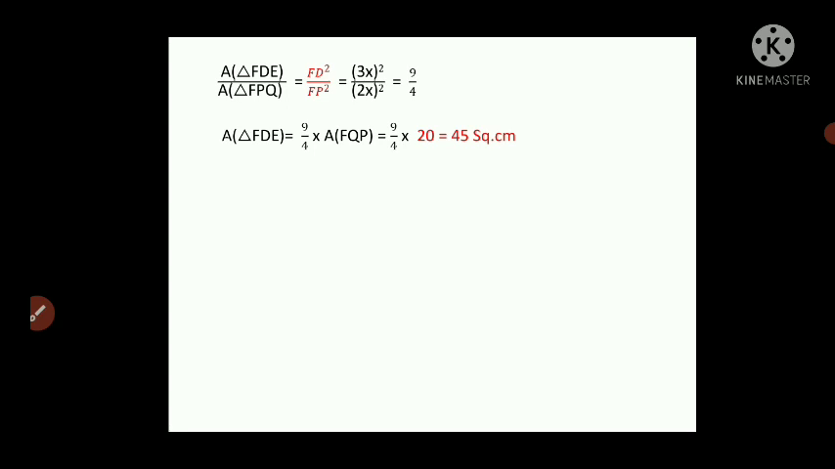Now I want to find the area of quadrilateral DPQE. That will be the area of triangle FDE minus the area of triangle FPQ, which is 45 minus 20, that is 25.